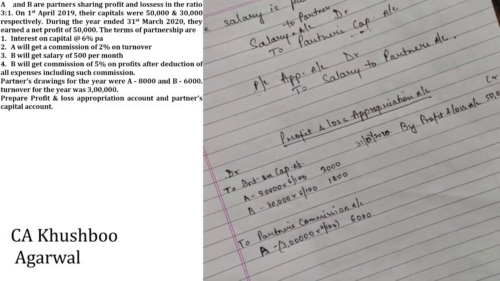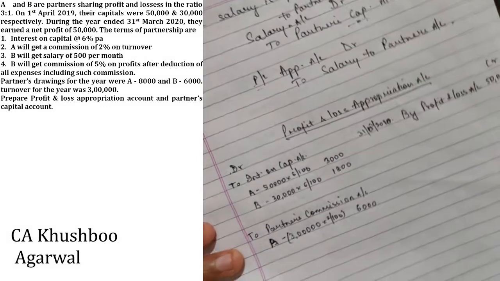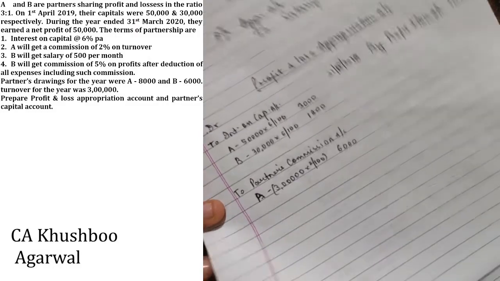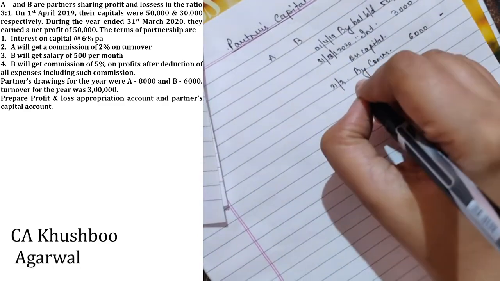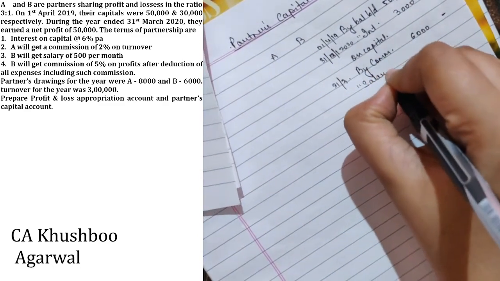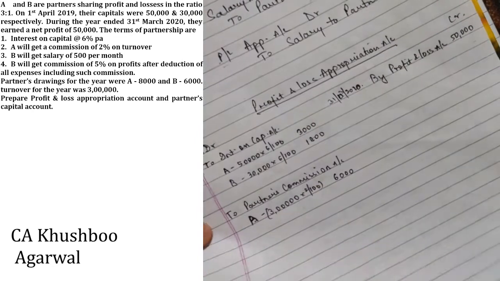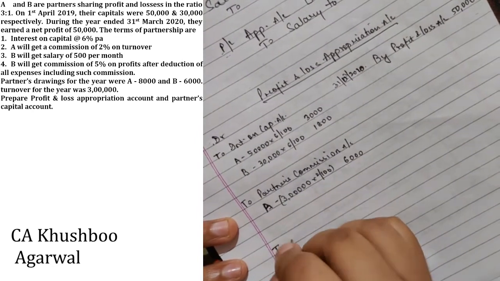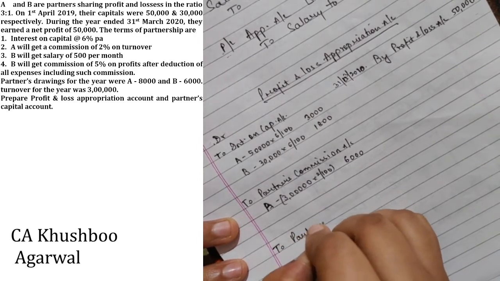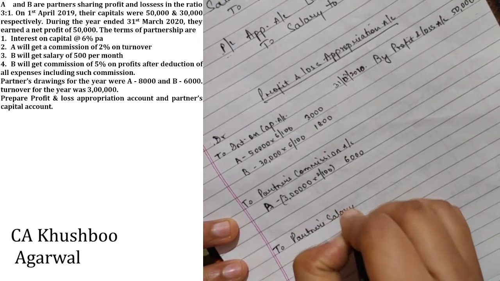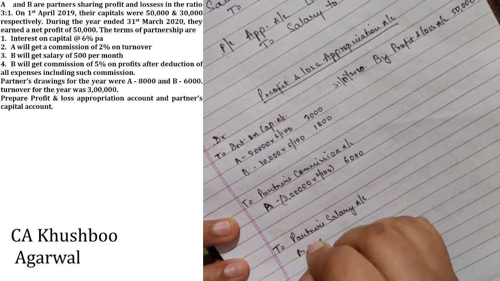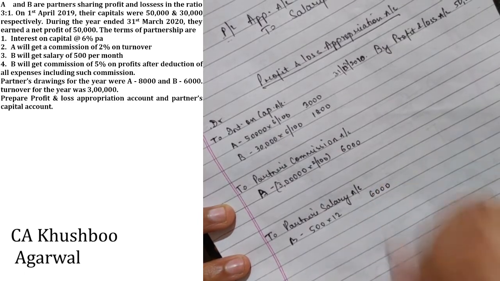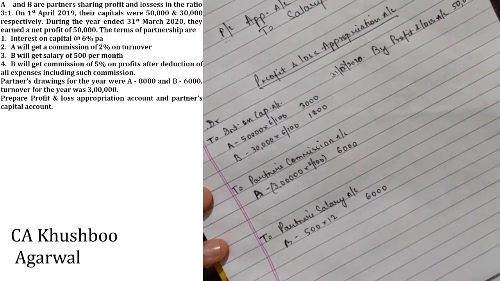Next it is mentioned that B will get a salary of 500 per month. So the entry will be salary account debit to partners capital account and partner profit and loss appropriation account to partners salary account. So it is 500 per month, that is 500 into 12, which is 6,000 rupees.